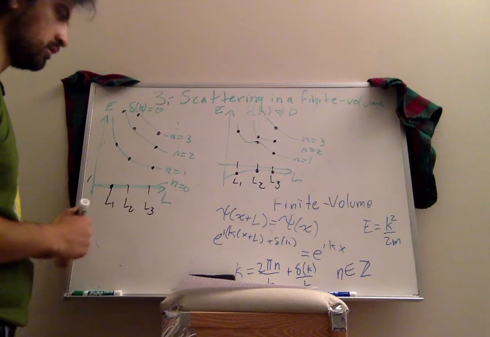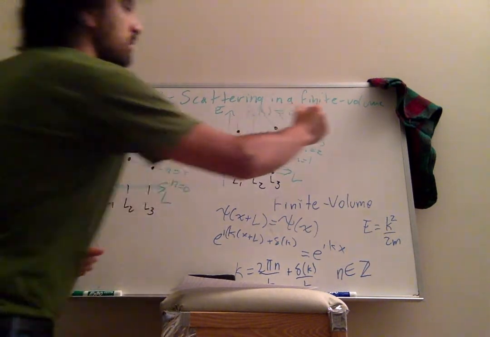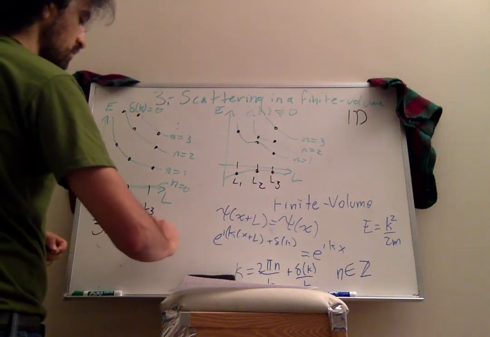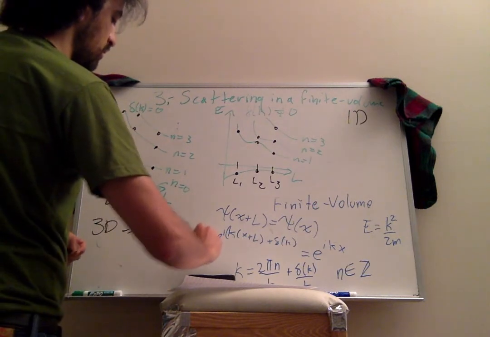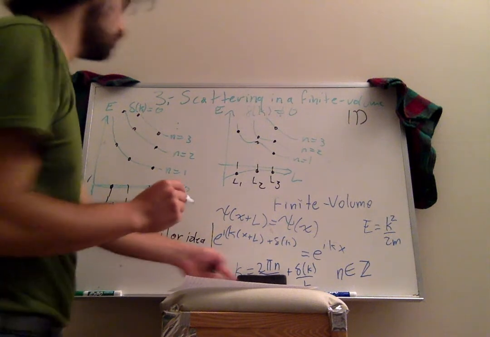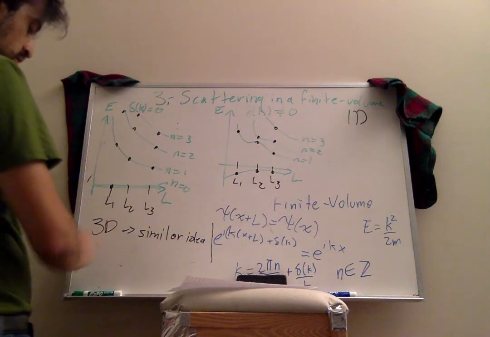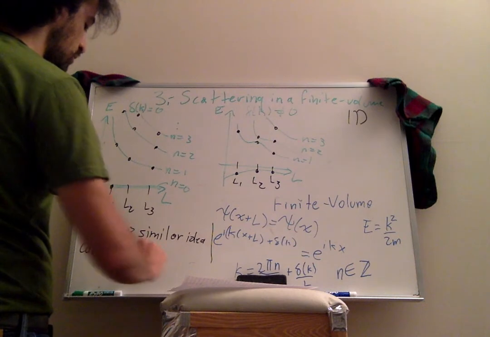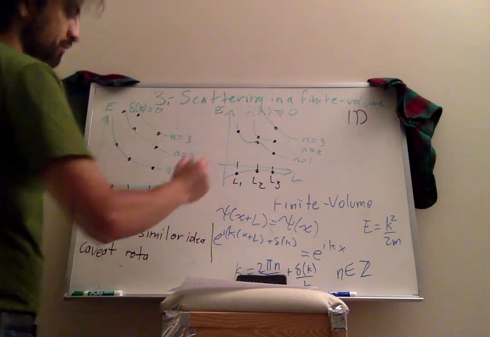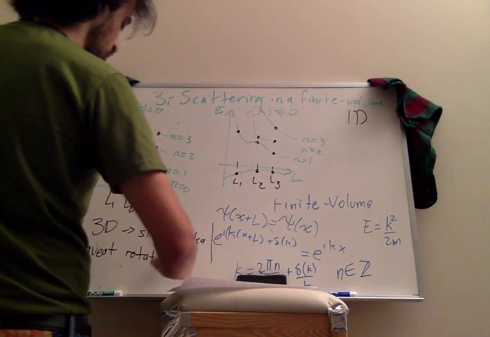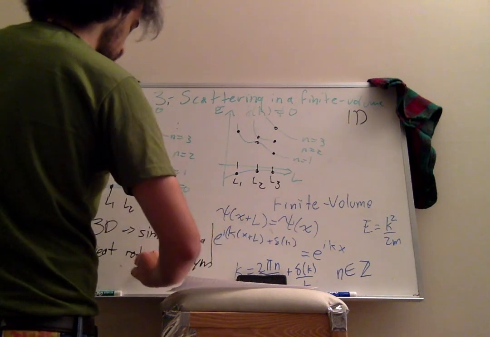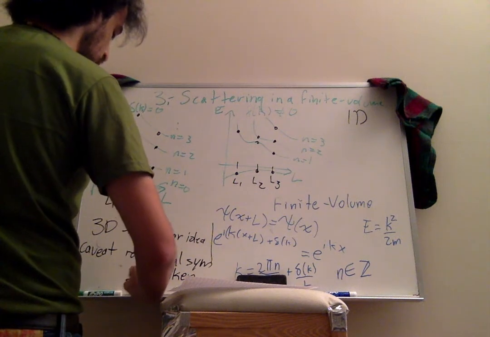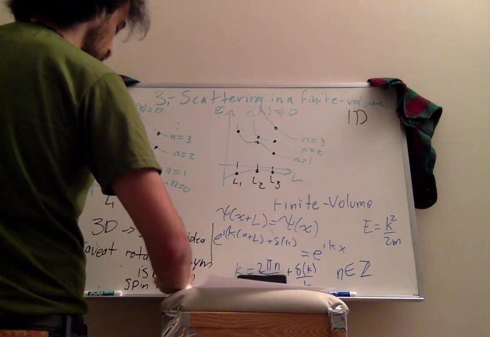And then just the last remark. So this was 1D. 3D is a similar idea. It's a little bit more technical how this is done in 3D, but it's a similar idea. The only caveat is that the rotational symmetry is broken by the lattice. So your lattice rotation symmetry is broken. So spin is not a good quantum number. That's the only thing you have to take into account.